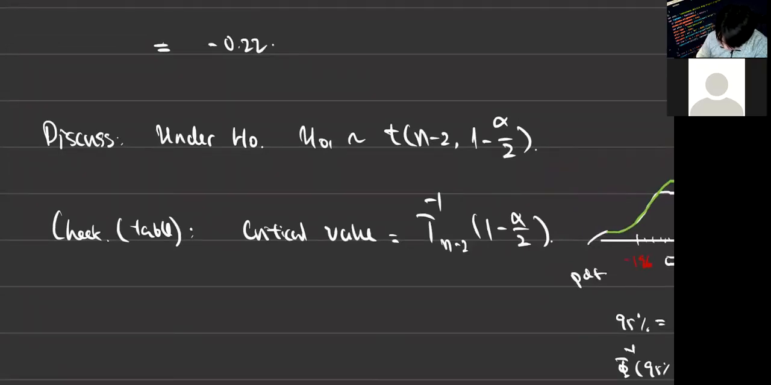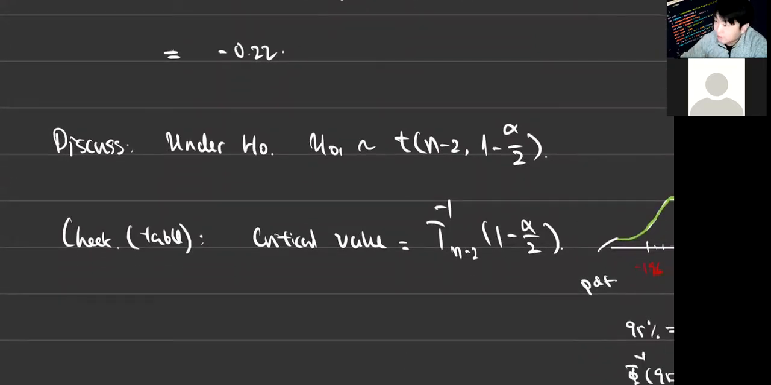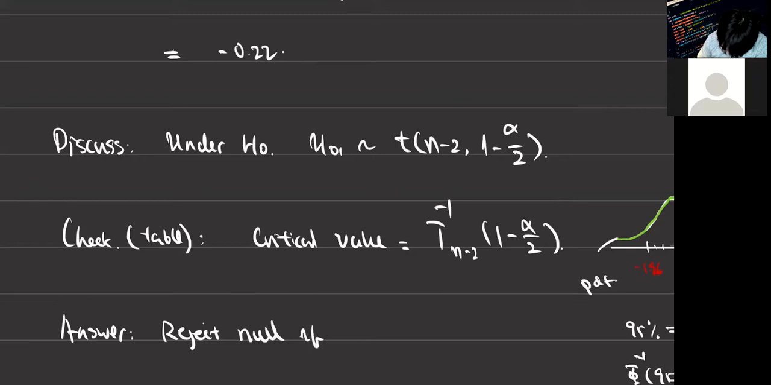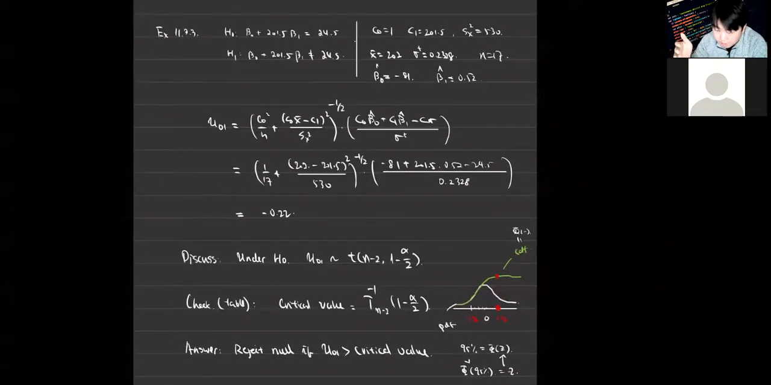All right. So here we say, if you compare this guy with your statistics, you can say that you reject the null. So the answer is going to be reject null if your statistics is greater than critical value. All right. So that is how you solve this kind of problem.